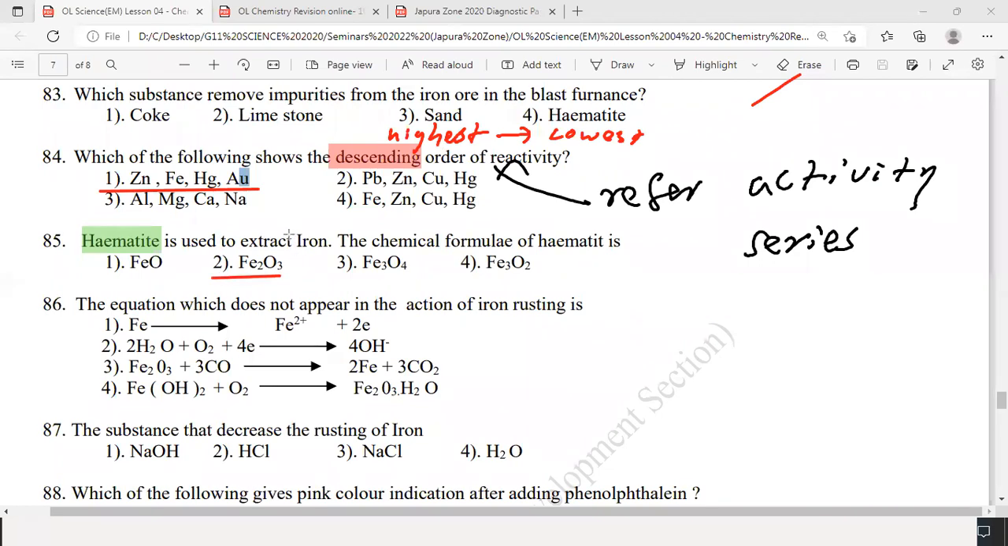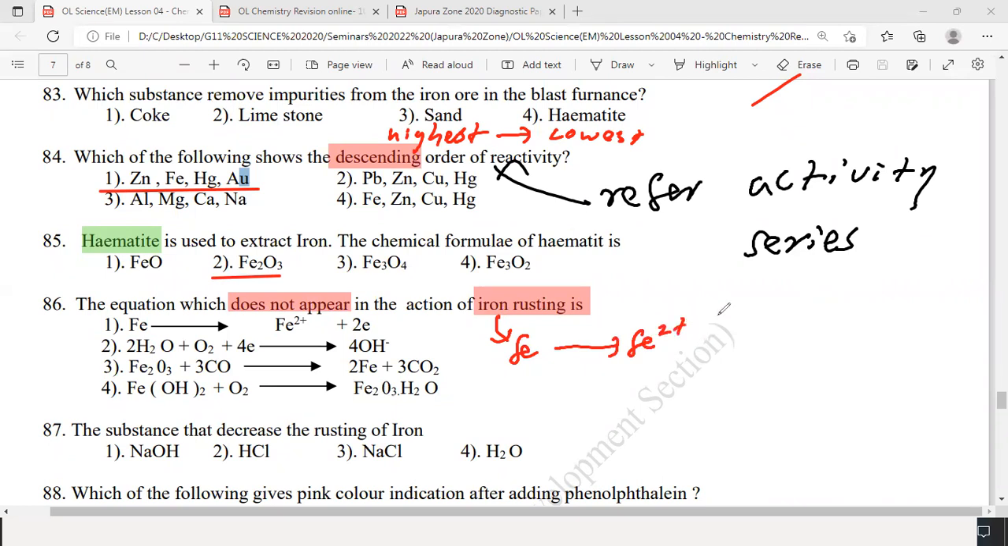Question number 86. Which does not appear in the action of rusting? Rusting is actually grade 11 chemistry. In rusting, what happens? Iron gets oxidized. Iron becomes Fe2+ in rusting.